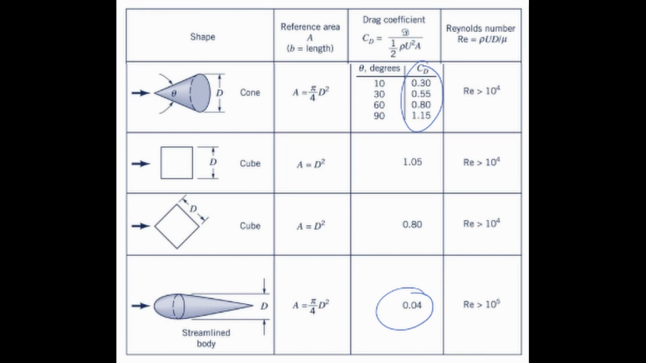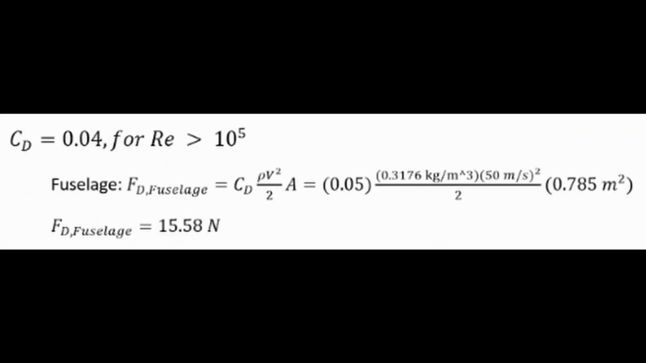To quantify the drag acting on the fuselage of the vehicle, the fuselage was assumed to be a streamlined body. Since the calculated Reynolds number was greater than the necessary value of 10 to the 5th, the drag coefficient for the streamlined body can be set at 0.04. This value was used to calculate total drag of the fuselage, and it came out to be about 5.601 newtons.